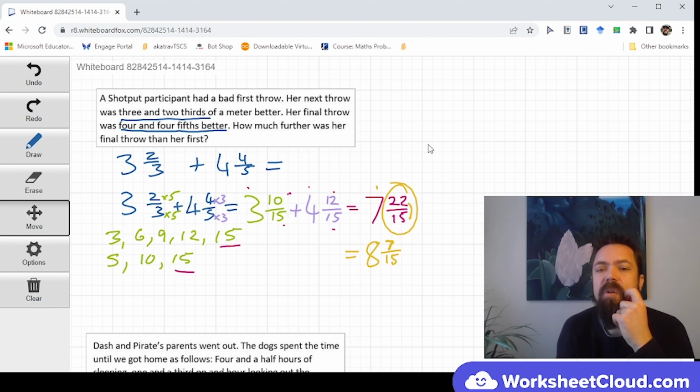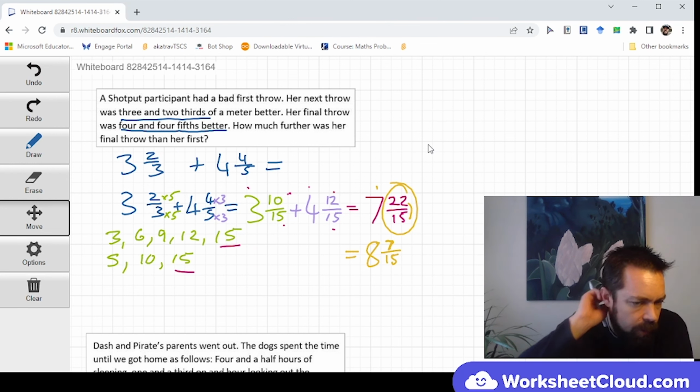That's why bonds is very good. If you are very familiar with your bonds and you've practiced your numbers, you wouldn't have to count on your fingers. You could just know the answer.